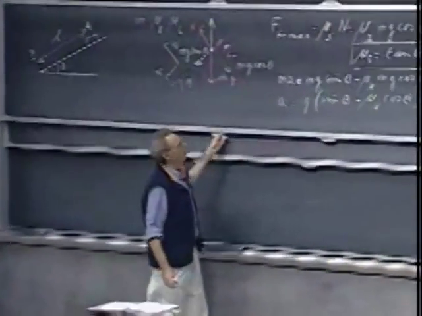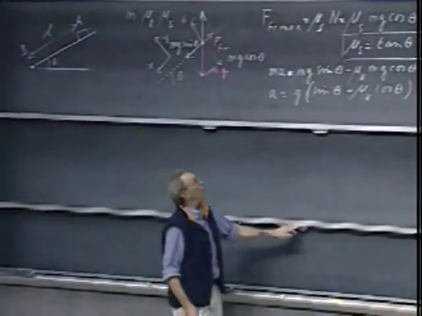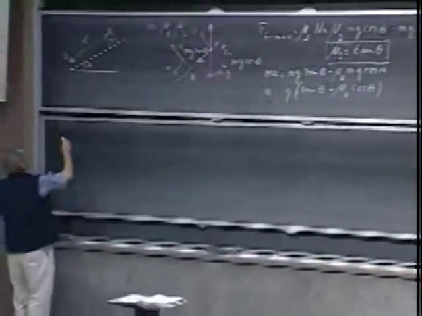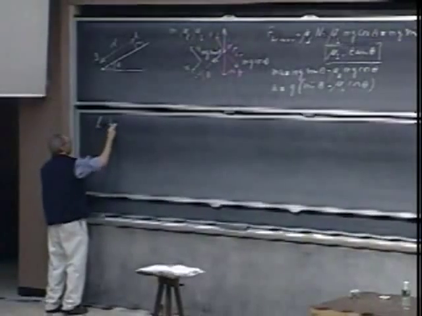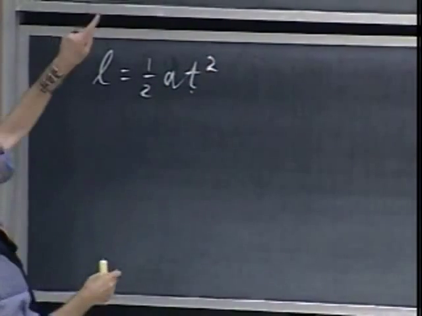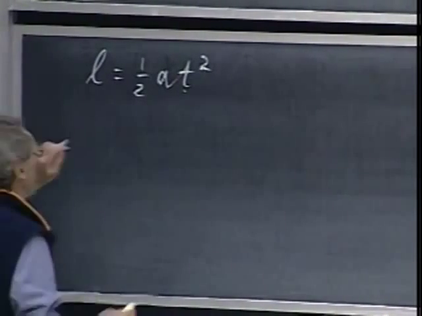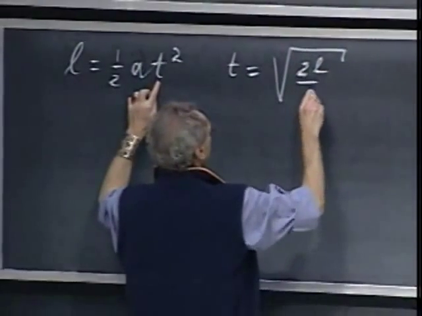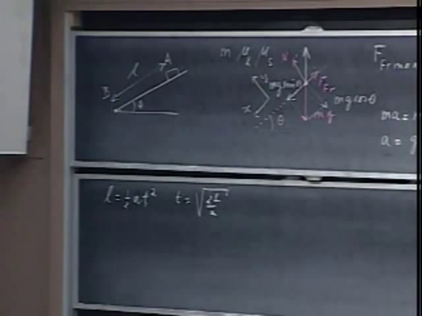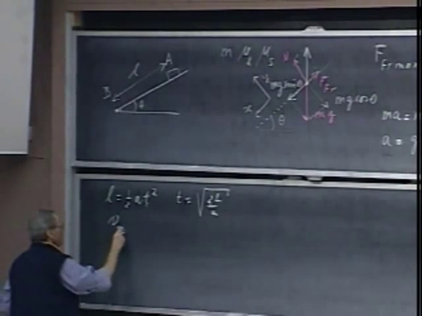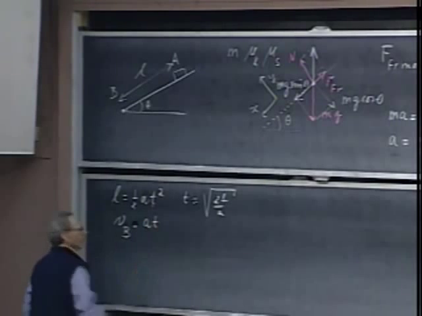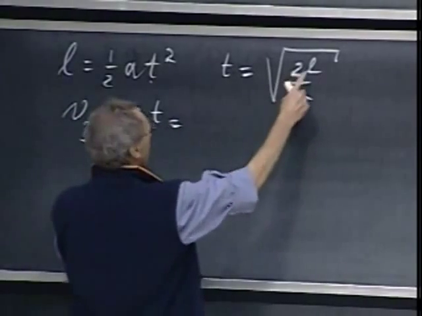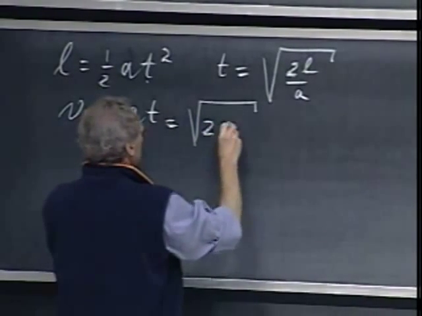Well, what we would have done early on in the course, we would have said, if I know the acceleration, and I know the distance, and I know the initial speed is 0, then clearly that distance L must be 1/2 a t squared, t being the time that it takes to go from A to B. And so t would be the square root of 2L divided by a. What speed would it have at B? Well, the speed at B would be a t, early on in 8.01. And so that would become, if we multiply this by a, the square root of 2aL.